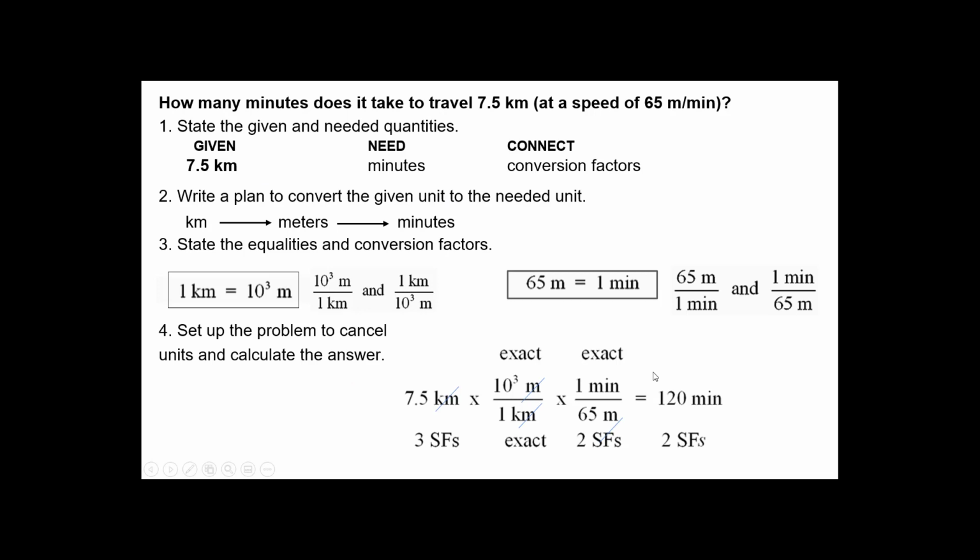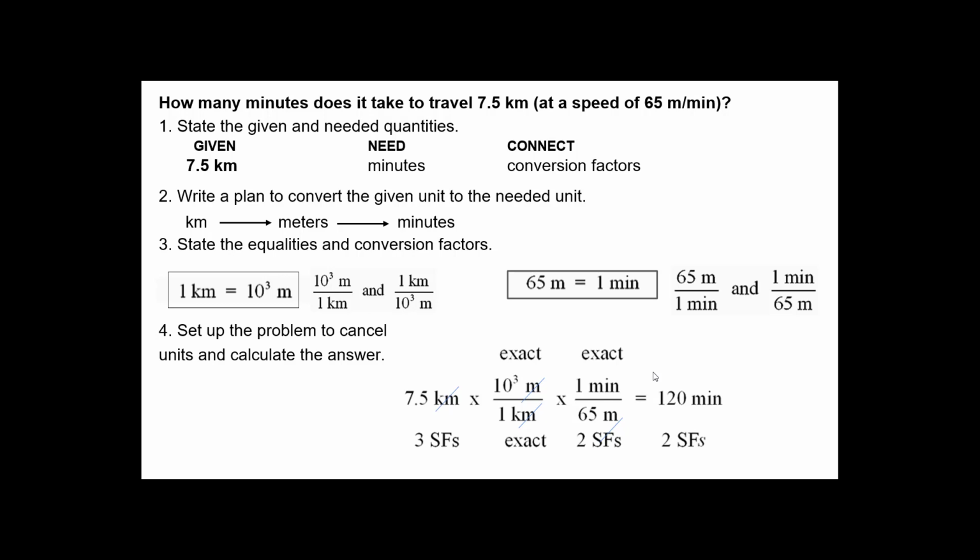Okay, so now let's look at a problem where we're going to have to change a couple things. How many minutes does it take to travel 7.5 kilometers at a speed of 65 meters per minute? So we're going to need a few conversions in order to make this happen. But the first thing, determine what you're given. You are given 7.5 kilometers, and you're also given a speed of 65 meters per minute, which I forgot to type in on number 1.